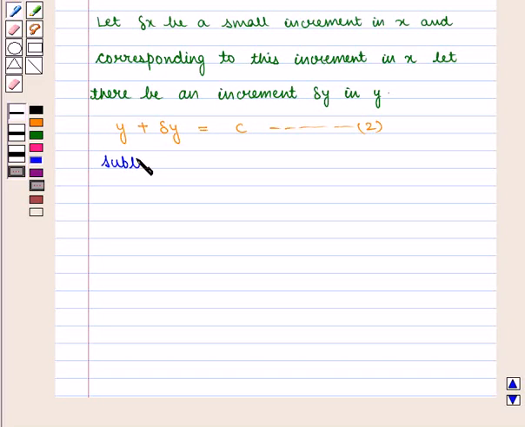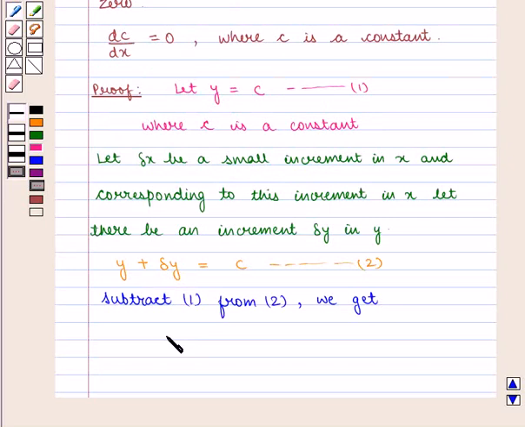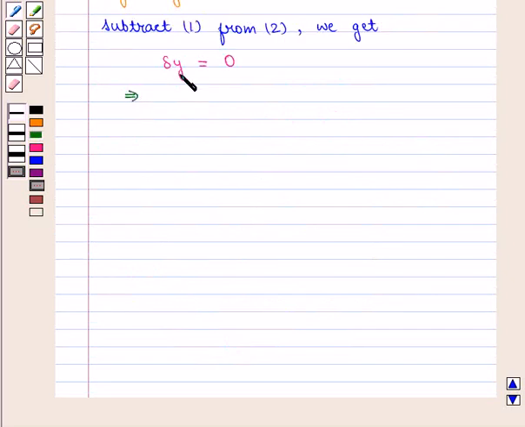Now subtract equation 1 from equation 2. We get y plus delta y minus y, which is equal to delta y, is equal to c minus c, that is 0. Now dividing both the sides by delta x, we get delta y by delta x is equal to 0. Now taking limits as delta x tends to 0, we have limit delta y by delta x as delta x tends to 0 is equal to limit 0 as delta x tends to 0.